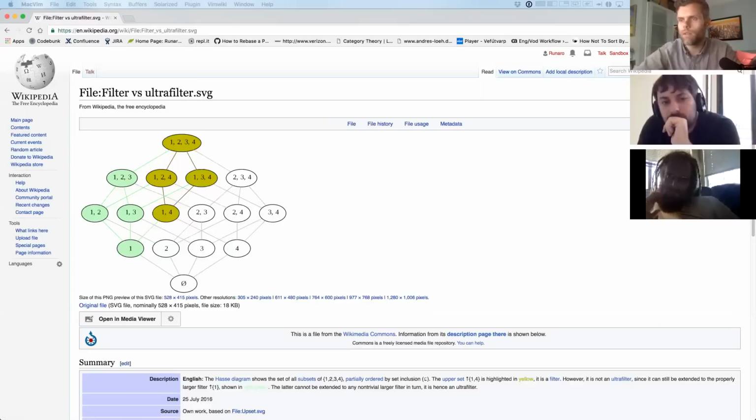Right, and this is an example of a generalized element. So 1, 2, 3, and 4 are not only elements of the set 1, 2, 3, 4, they are sort of generalized elements in the category, the Boolean algebra considered as a category.